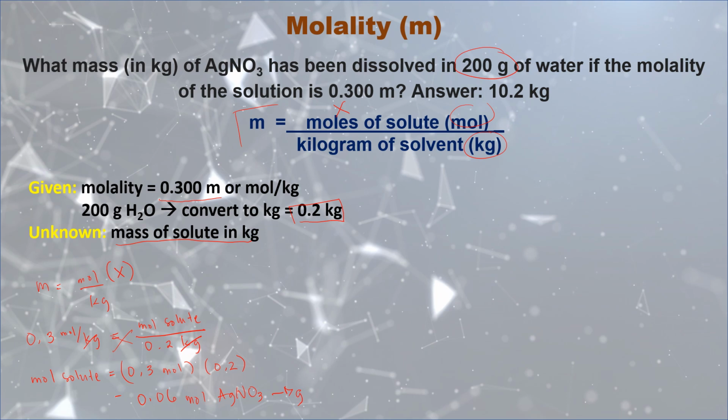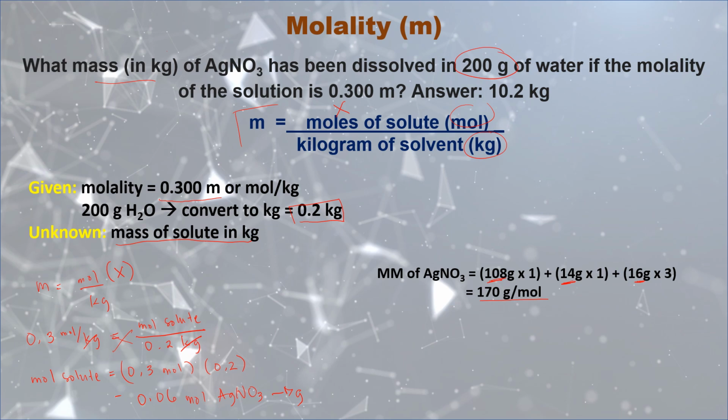Okay, because the unknown here must be expressed in mass, in kilograms, we need to convert this step by step. So for this 0.06 moles, we need to convert this first into grams. Again, we need to calculate the molecular mass of silver nitrate. The mass of silver from the periodic table is 108 grams times 1, plus 14 grams for nitrogen times 1, and 16 grams for oxygen times 3. If you calculate this, the total is 170 grams per mole.